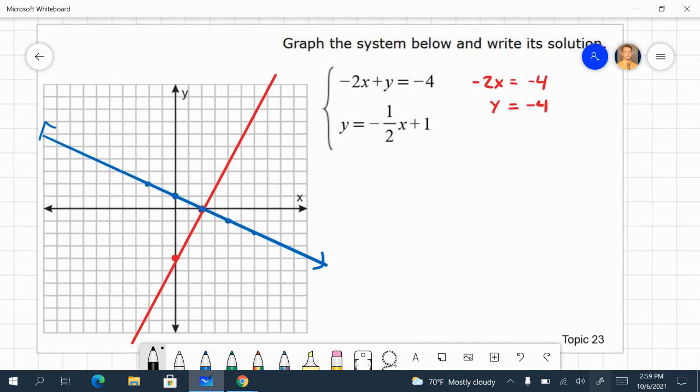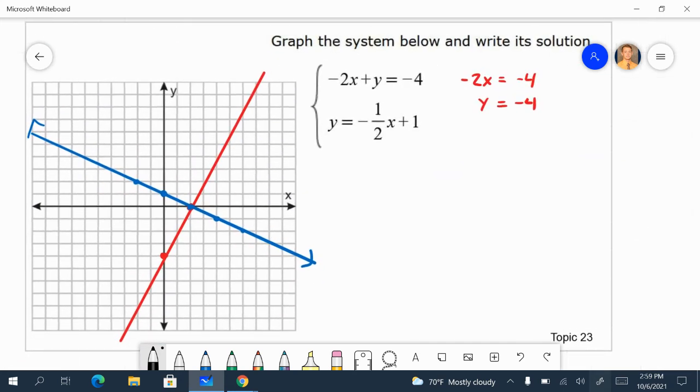Topic number 23, it says graph the system below and write its solution. So right now we have equal signs, and we are going to be finding the solution, basically saying we're going to find where these two lines cross. So that's going to be this. I know I've already got them graphed for you. I'm going to show you how I graphed them. Well, I guess it's not that big of a deal.